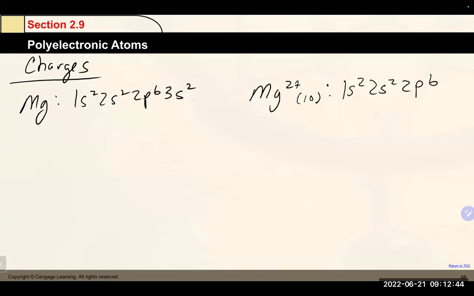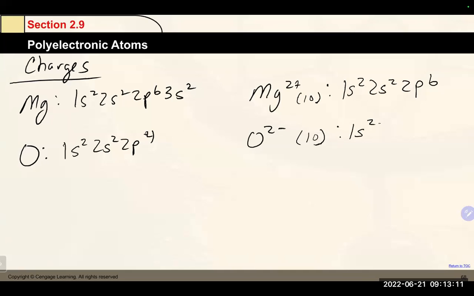If we had something like oxygen with no charge, as we did earlier today, that would be 8 electrons, which would be 1s2, 2s2, 2p4. Oxygen that gains a -2 charge would then end up with 10 electrons as well. 8 + 2 gets us to 10. It would also end up with an electron configuration of 1s2, 2s2, 2p6, which is 10 electrons.